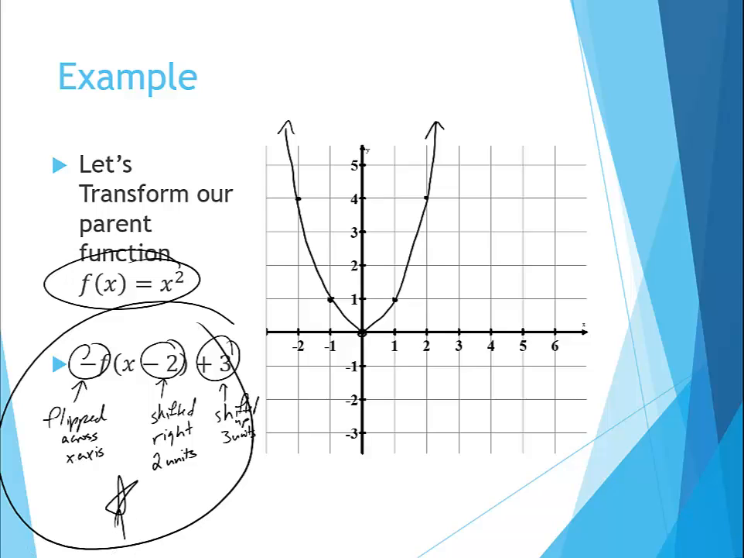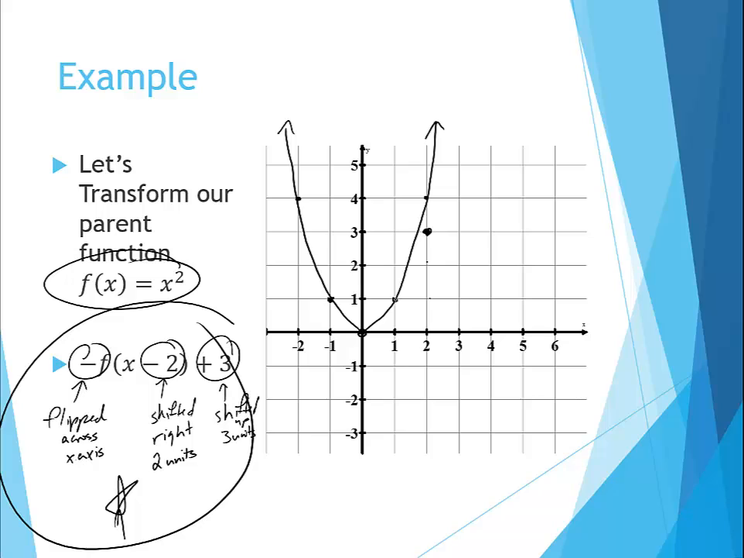Starting with your 0, 0 point, you're first going to flip across the x-axis. Since it's on the x-axis, it will stay on the x-axis. And then you're going to look to the right, shifted right 2 units. So you're going to move this point right 2 units, 1, 2. And then you're going to shift it up 3 units, 1, 2, 3, right there.